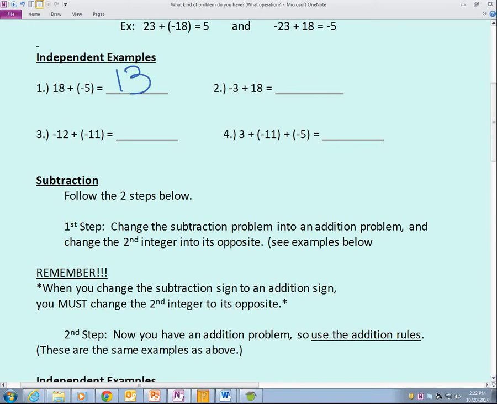13. Good. Okay. Owen, what do you have for number 3? 2. Sorry, 2. 15, and it's positive. That is correct. How about number 3?